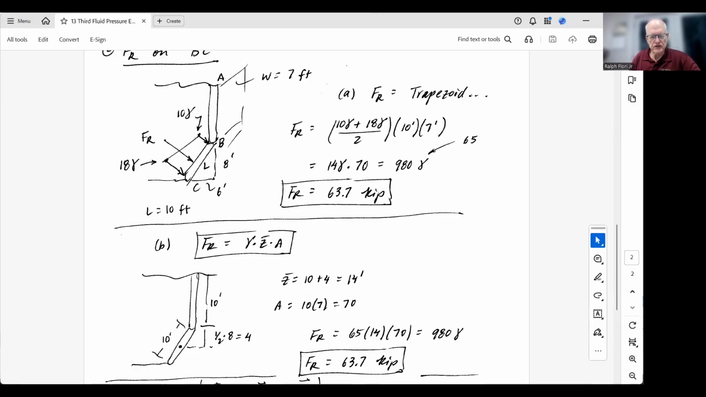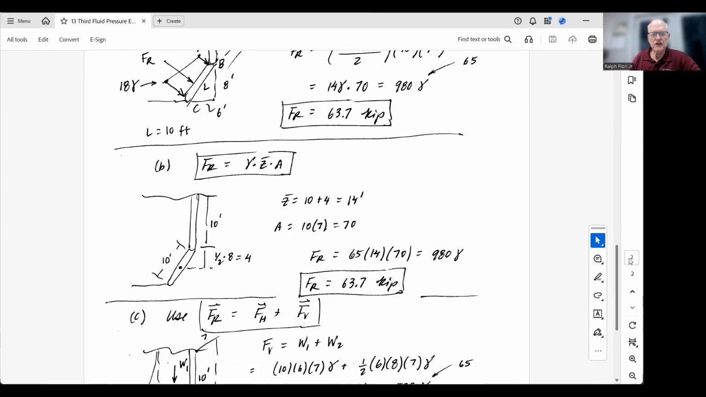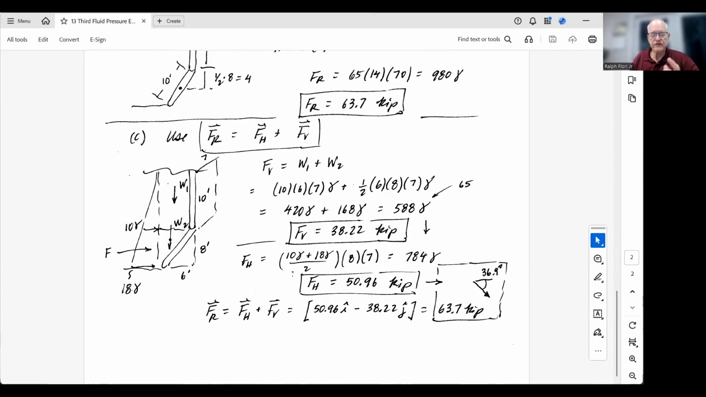Now, a curved surface, you can't use the gamma Z bar A formula. On a curved surface, you can't use the volume of the pressure distribution. So if it's a curved surface, you pretty much have to use the horizontal and vertical. Keep that in mind.